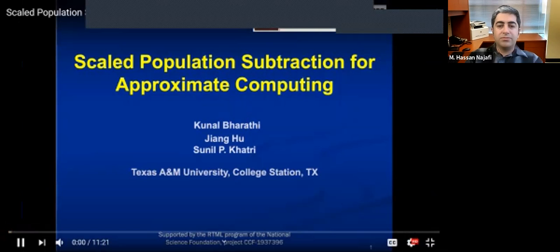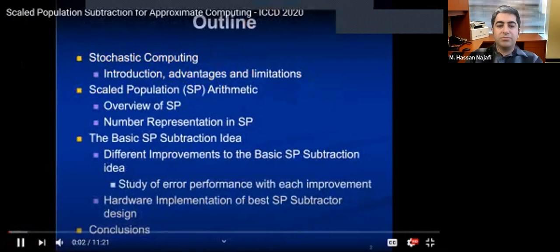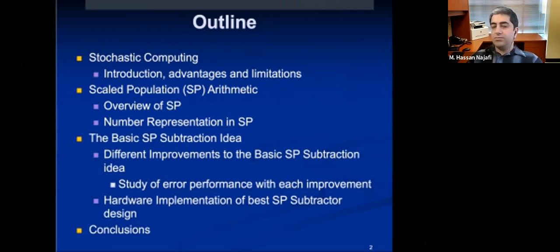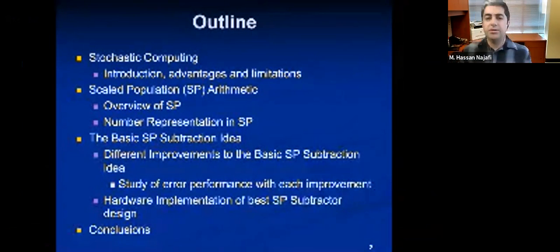Scaled population subtraction for approximate computing. In this talk, I will go over stochastic computing followed by scaled population arithmetic. With that background, we will introduce the basic SP subtraction idea and go over the different designs and look at their error performance.